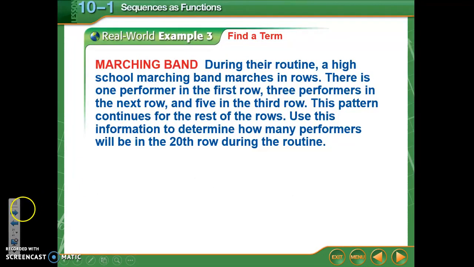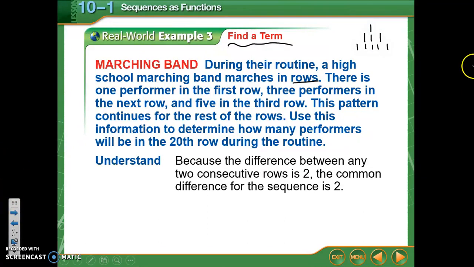All right, let's take a look at this example. This is how to find a term if I'm missing one. So during their routine, a high school marching band marches in rows. There's 1 performer in the first row, 3 performers in the second row, 5 in the third row, and so on. This pattern continues. Use this information to figure out how many performers will be in the 20th row. Now, obviously, we could just keep drawing, but to draw 20 rows would be a little bit tiresome, so we're going to make use of what we know about arithmetic sequences.